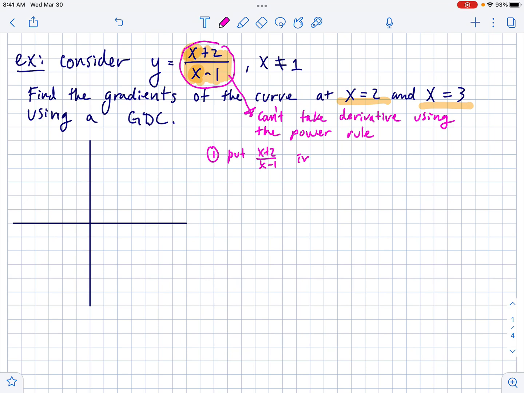First step, I want you to put (x + 2) over (x - 1) into y1 in your calculator. Hit the top left button, y equals, then do a parenthesis, x plus 2, close parenthesis, divided by (x - 1) in parentheses, and then graph it. When you graph it, you're going to see something like this.